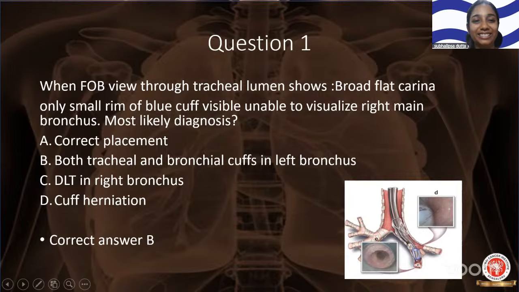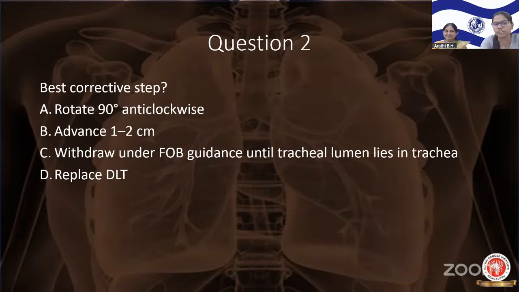He has answered B. So question number 2, in continuation of question number 1, what is the best corrective step? A, rotate 90-degree anti-clockwise or advance 1 to 2 centimeters deep. C, withdraw the DLT under fiberoptic guidance until the tracheal lumen lies in the trachea, or replace the DLT. All of them are answering C. Withdraw under FOB guidance until the tracheal lumen lies in the trachea. Correct answer.